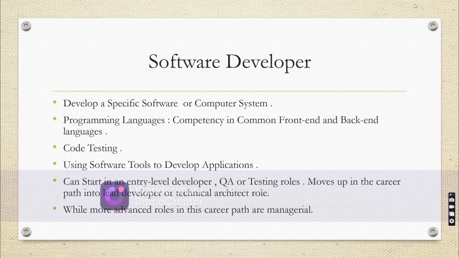Now let's deep dive into the roles and responsibilities of a software developer. Software developers are primarily creating a specific software based on client requirements, and a software engineer provides the architecture, while developers mainly focus on low level design of the software application.